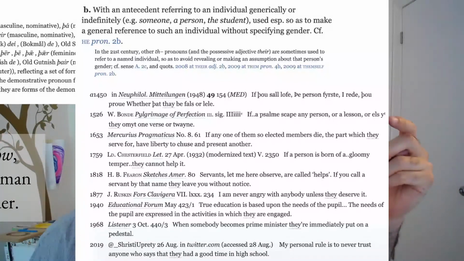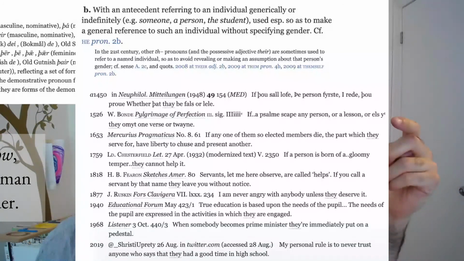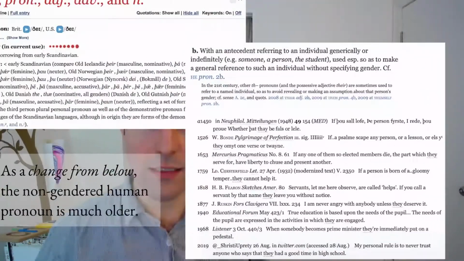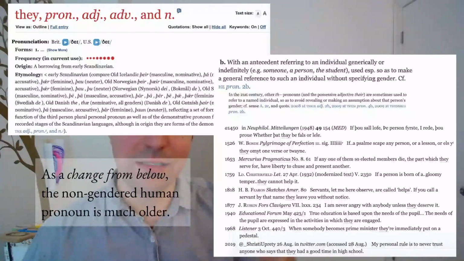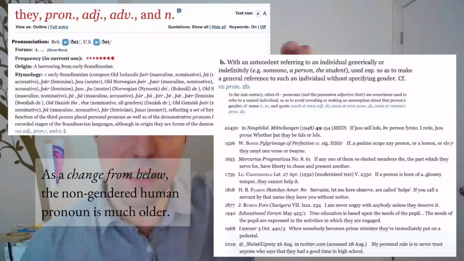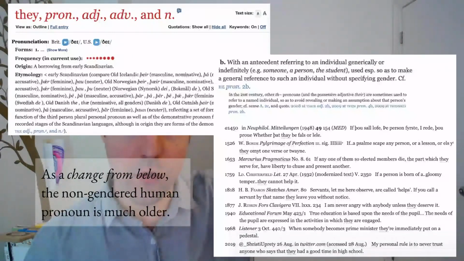1526, if a psalm escape any person or a lesson, or else yet they omit one verse or twain, and so on, right? This is common usage and indeed instinctual usage. As a change from below, we have, at least in certain contexts, that is with an antecedent referring to an individual generically, such as someone, a person, etc.